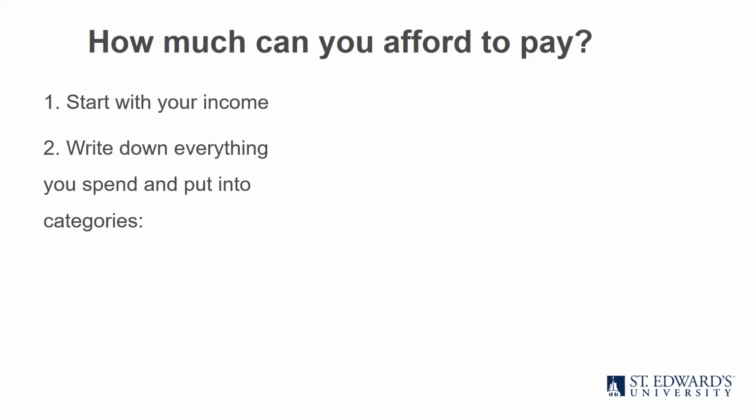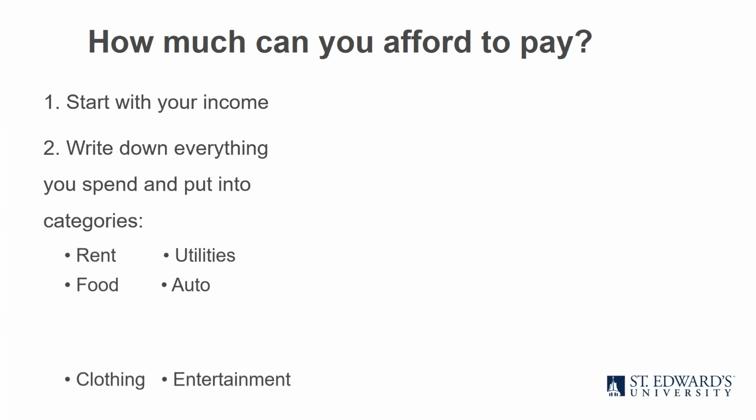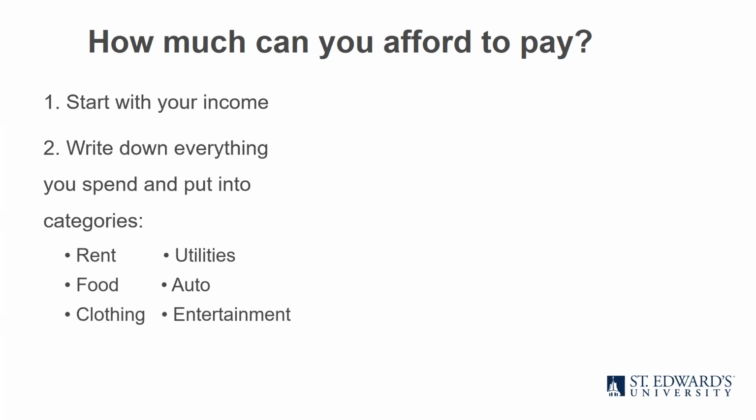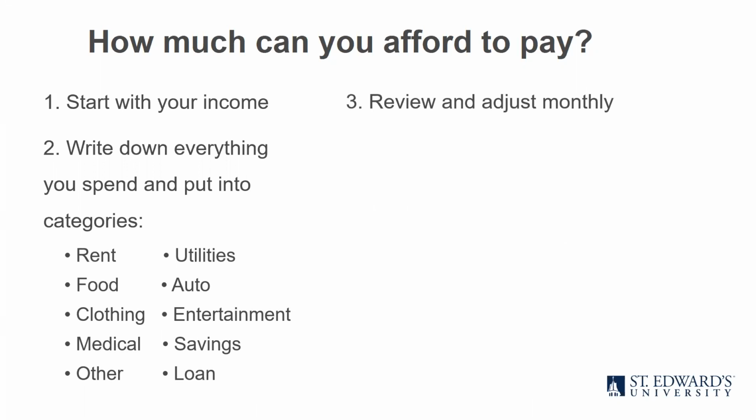This is a quick tutorial on how to make a budget. Write down everything you spend, putting it into categories: rent or mortgage, utilities, lights, water, gas, trash, food, auto payment, auto insurance, clothing, entertainment, medical bills that you may have recurring. Savings should be on your budget, and maybe other types of loans. So these are just some of the categories you may use. I also have a pets category in my budget.